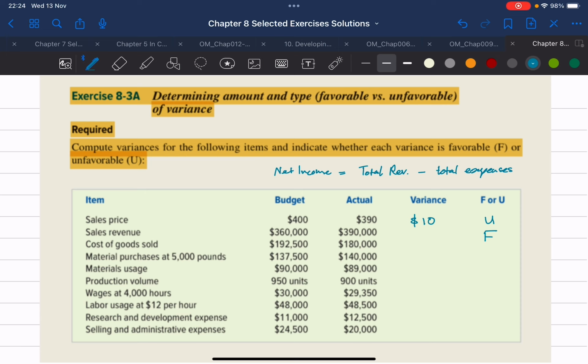So 390,000 as compared to 360,000. That's an increase of $30,000.